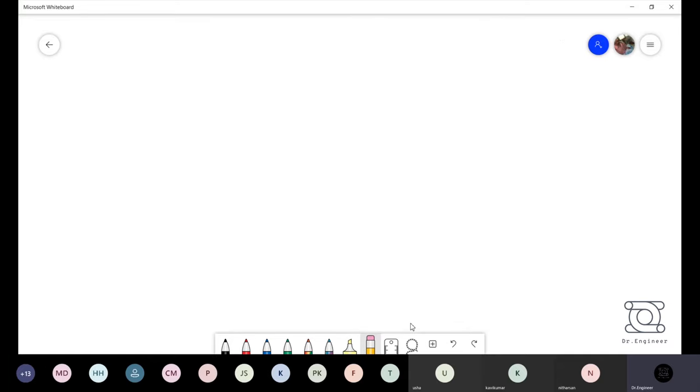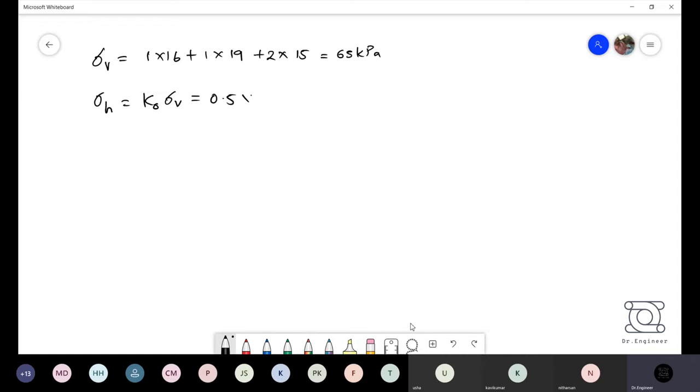Right, so they are asking us to find the vertical stress sigma V. Sigma V is 1 times 16 plus 1 times 19 plus 2 times 15. So that is 65 kilopascal, okay? And sigma H is K naught times sigma V. This is the equation, right? So K naught is 0.5, it is given to us, times 65. So this is 32.5 kilopascal, right?